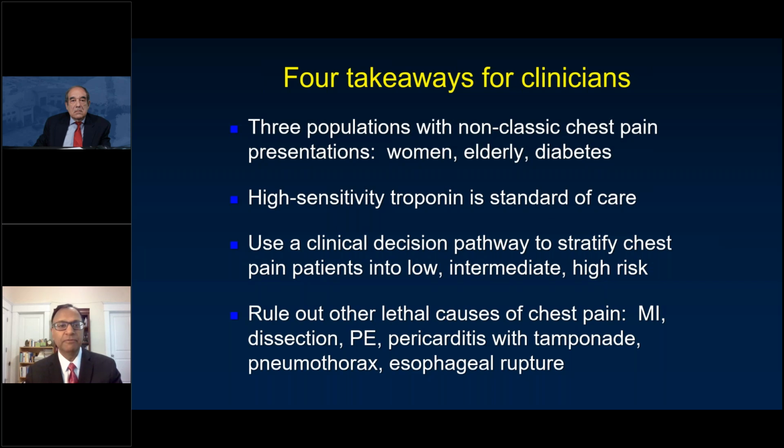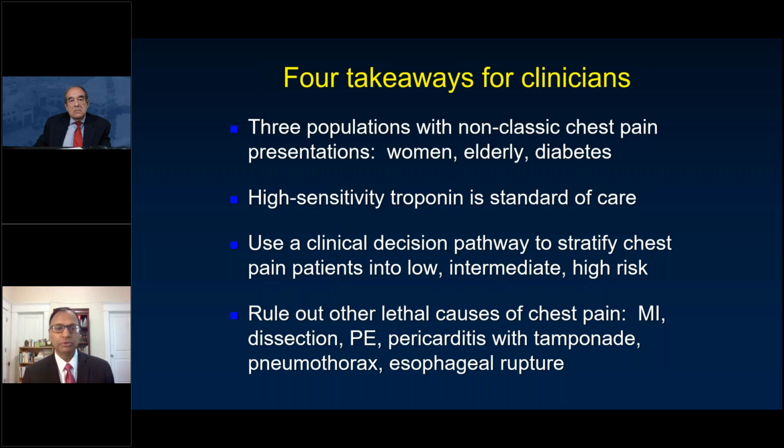takeaways. First, the classic ischemic symptoms of chest pressure or heaviness, like an elephant sitting on the chest radiating to the left arm or jaw, doesn't happen in a significant minority of patients. And there are 3 particular patient groups which have non-classic chest pain presentations, and that includes women, the elderly, and patients with diabetes. I do emphasize that now high sensitivity troponin is the standard of care, which is why it is a substantive portion of our talk today.